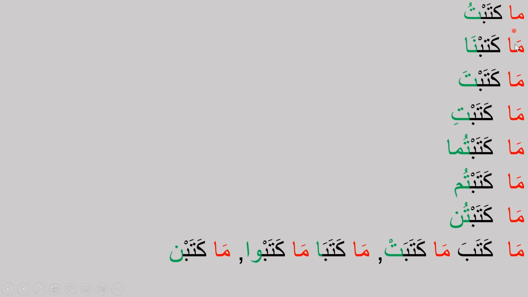Ma katabtu, I didn't write, right? Ma katabna, we didn't write. Ma katabta, you singular, masculine, didn't write. Ma katabti, you singular, feminine, didn't write. Ma katabtuma, you, both of you, did not write. Ma katabtum, you all, masculine, plural, did not write. Ma kataba, he didn't write.